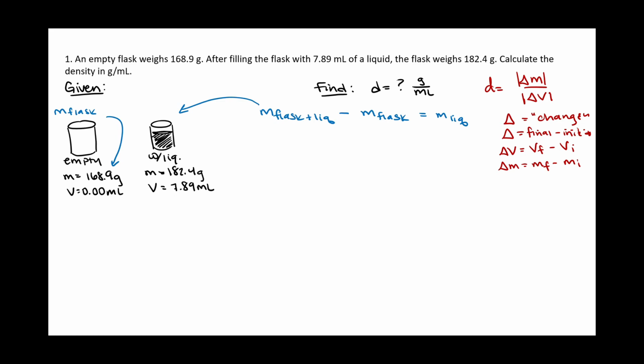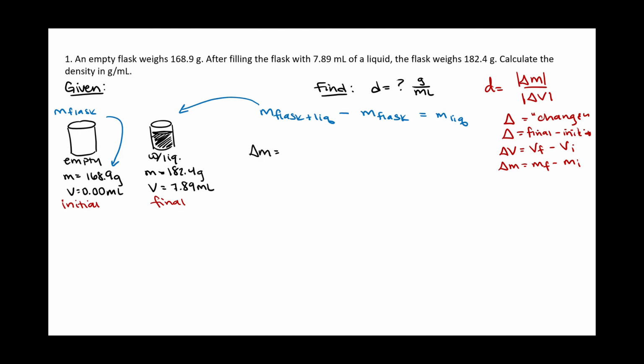So using the final and initial, we could also say this is my initial state, an empty beaker or an empty flask, and this is my final state with the liquid. And we're just trying to find the density of that liquid. I'm going to switch back to my other color. So doing so, I need to find, there's an obvious change in mass. I'm going to find that delta M.